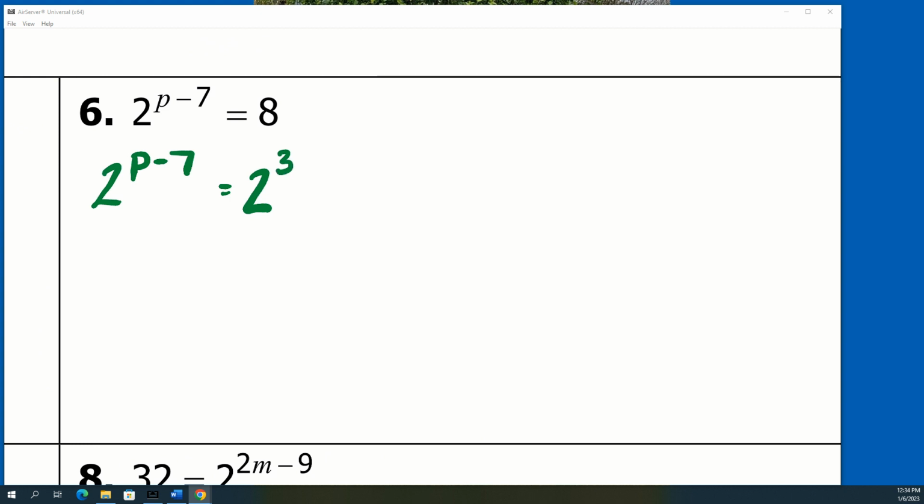If you don't believe me, you can take your calculator and raise 2 to the 3rd power. It's 8. All right, so now I'm ready to just drop off those 2's and say that p minus 7 is equal to 3. So p is 10.